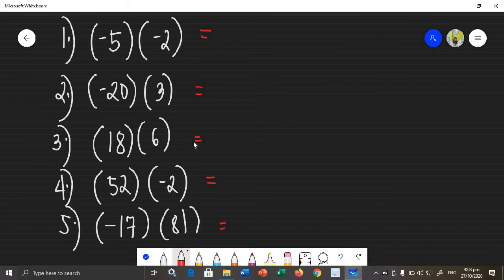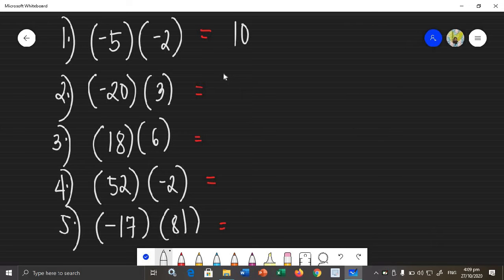According to the rule, if the signs are the same, then the product is positive. If the signs are different, the product is negative. In example number 1, both given are negative. So which rule applies? Rule number 1, because they have the same signs. Therefore, the sign of the product is positive. 5 times 2 is 10, and the sign is positive. Therefore, the product in number 1 is simply 10. You don't need to say positive 10, because when no sign is mentioned, it is automatically positive.